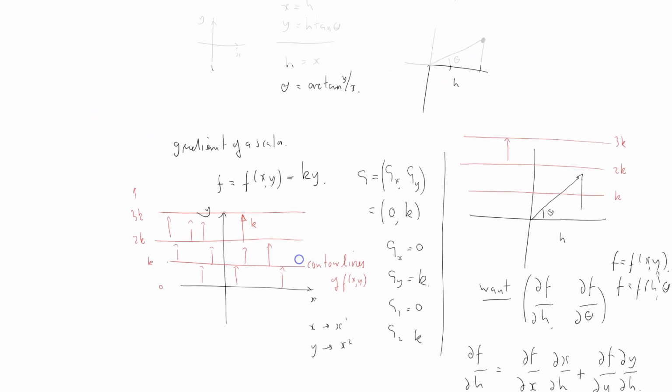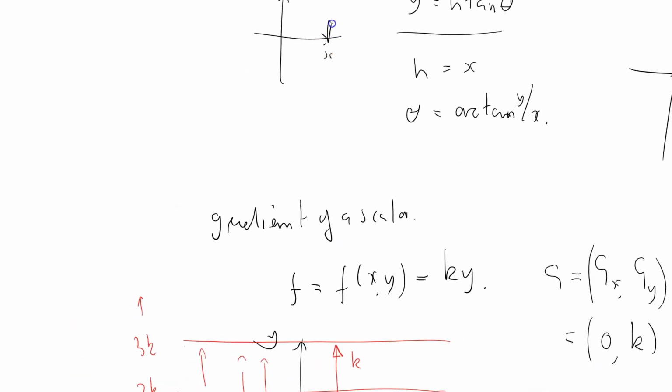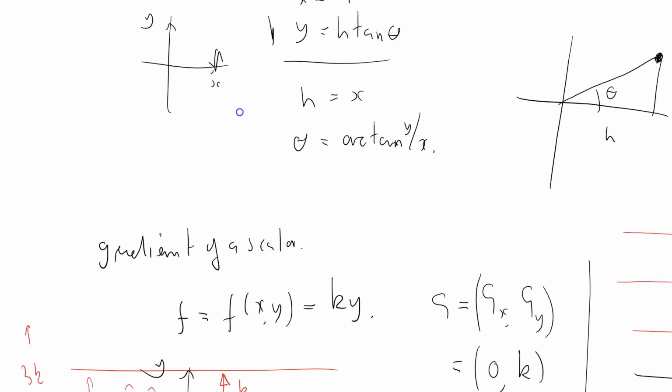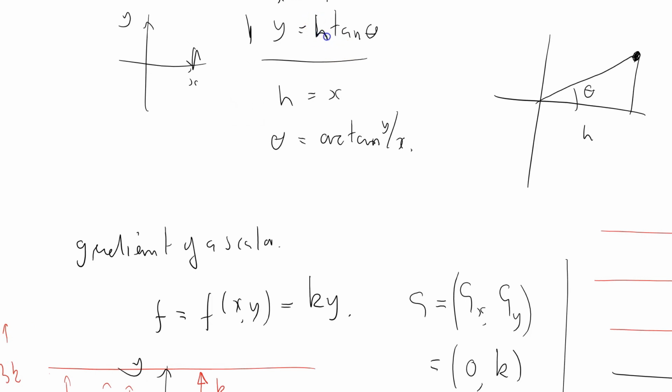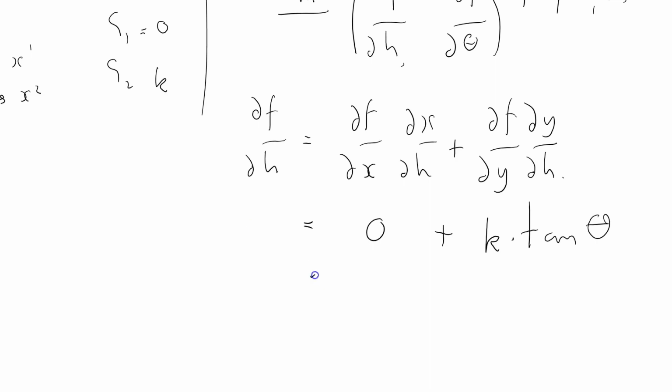Let's just have a look at that. ∂y/∂h is just tan theta, from this formula here. I'm working out ∂y/∂h, and of course differentiating with respect to h gives me tan theta. Got myself a bit tangled up there. Okay, equals k tan theta. There it is. 0 plus k tan theta.